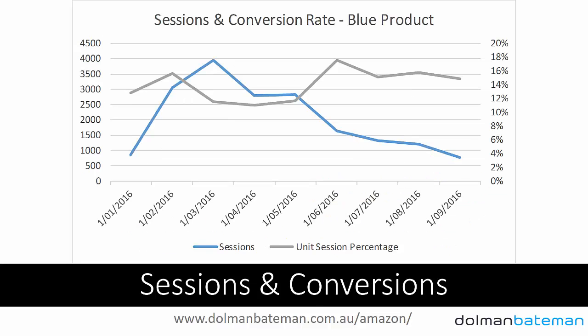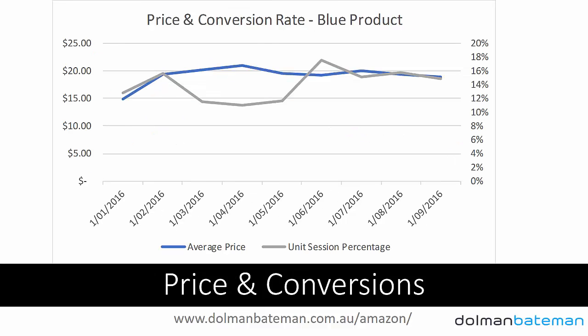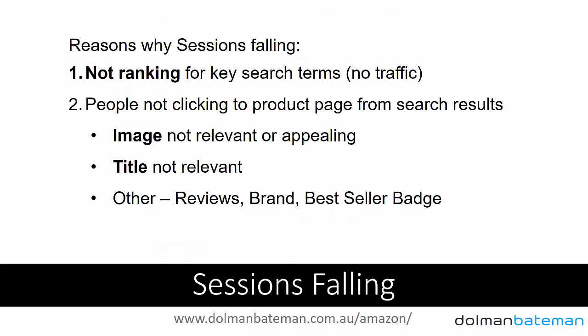When we look at some of the relationships between the blue product's sessions and conversions, we can see that the sessions are going down and the conversion rate is pretty stable, sitting around that 15-16% mark. So you would expect that with that level of conversion rate the sessions would be increasing. So something's holding it back. If we look at the price and conversion rate, we can see the price has been pretty stable. The conversion rate has also been stable. So it's not one of those issues that we would expect to happen. So why are sessions falling?